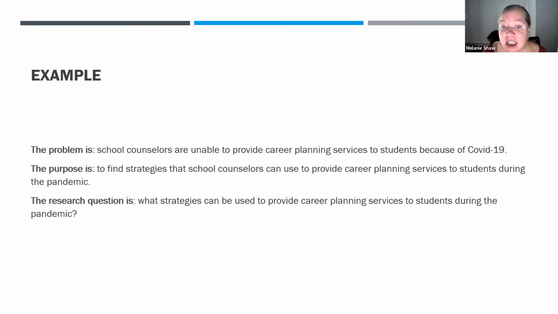When you've got that language aligned, when the words used in the problem are the words used in the purpose and the words used in the research question, you know you've got that clear articulation of alignment. And you know that answering that research question, finding those strategies that can be used by counselors to provide career planning will ultimately solve that problem. It's a worthwhile research. It gets at the heart of the solution and lives out the purpose of that.